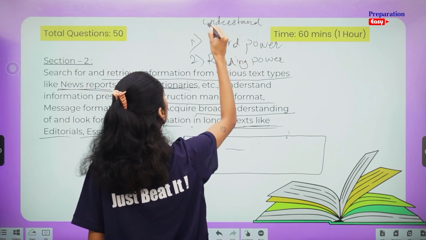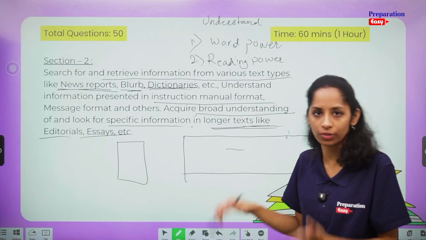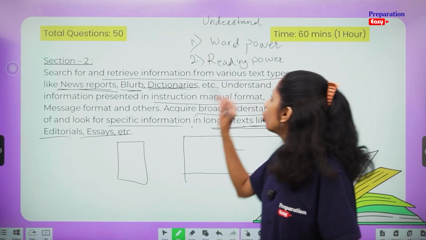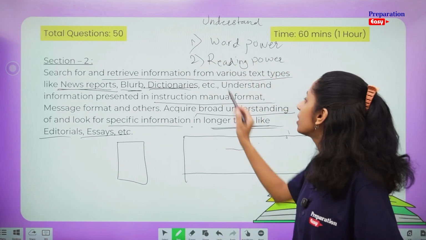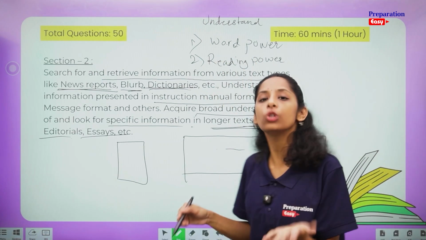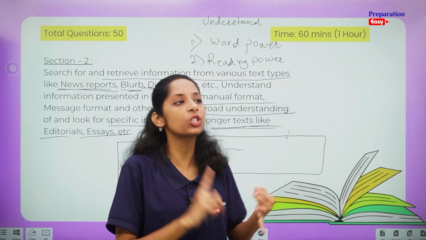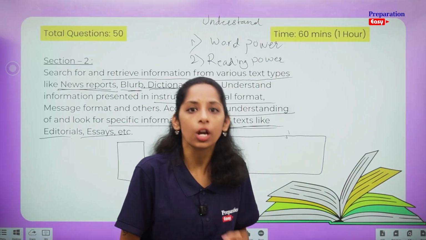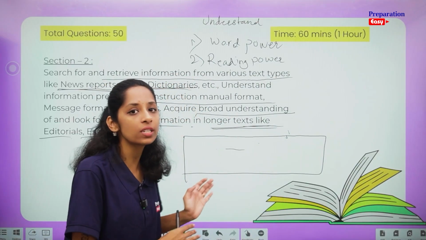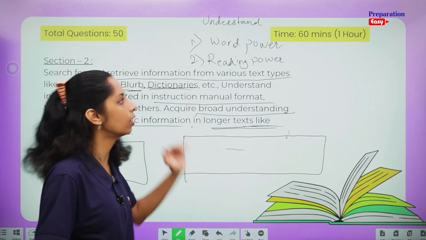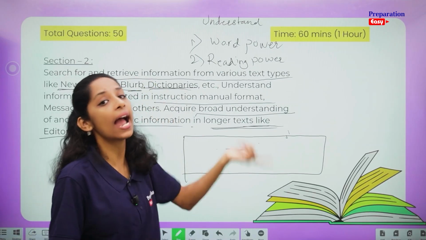Okay, what we are going to do is understand the demand of this question paper. The first section was all about our word power and the second section is about our reading power. Whatever you are reading, do you understand? If it is a story, a chapter, or a poem, you understand the meaning. But while preparing for this exam, the paragraphs and texts will be given, and we have to read and understand.